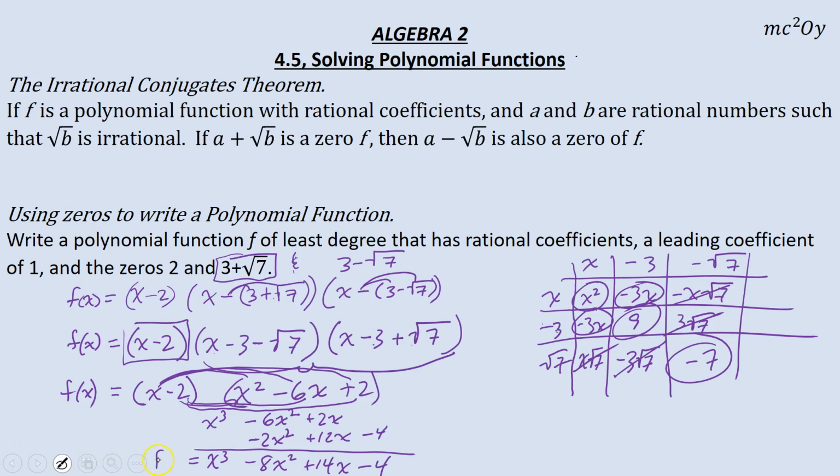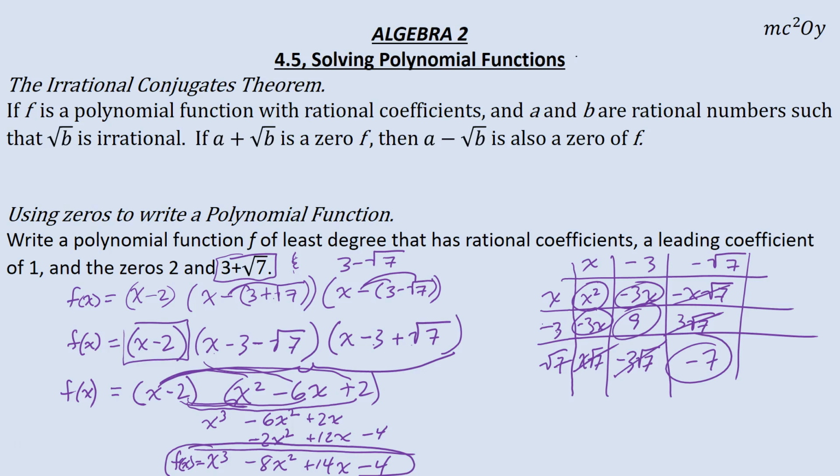Cannot write the f because I keep hitting it. Well, I'm going to have to write that over here. All right, there we got it. X cubed minus 8x squared plus 14x minus 4.